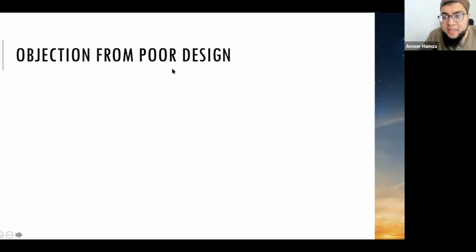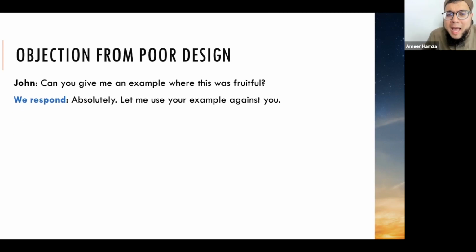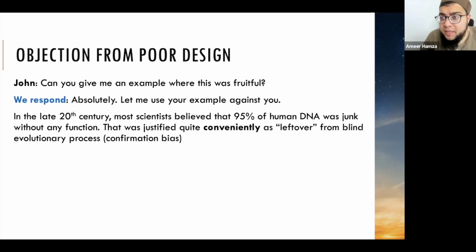So John the atheist comes back at us and he's like, can you give me an example where this mindset would be fruitful? Absolutely. Let me give you an example that you used. The junk DNA. I don't know if you all know this. This is a phenomenal example, and we'll end on this. In the late 20th century, most scientists believed that 95% of human DNA was junk without any function. That was justified, quite conveniently, as leftovers of the blind evolutionary process.